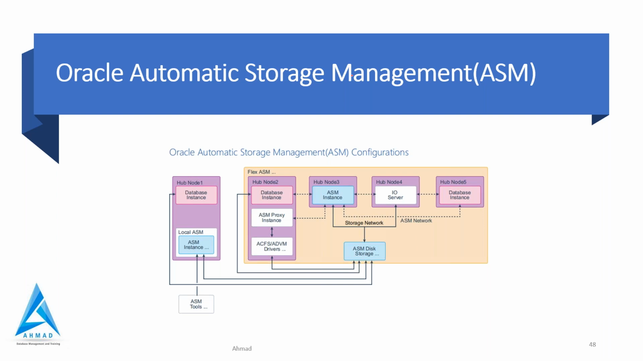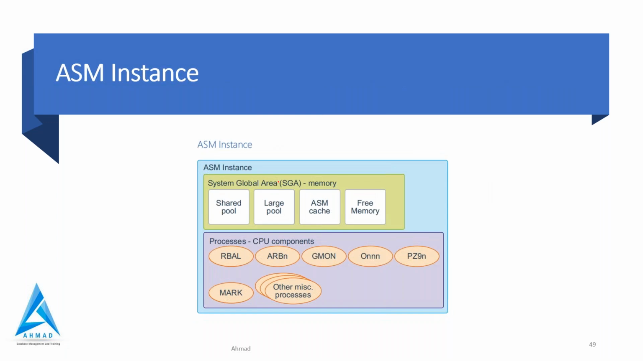The ASM instance is local to the database instance, and in the past this was the only configuration available. Each node had to have an ASM instance if ASM was used to provide shared storage. Hub node 2 is an ASM client node, and it uses the ASM service on hub node 3 and other nodes in the cluster to access the metadata, and then does direct access to the ASM disk storage for the data blocks.